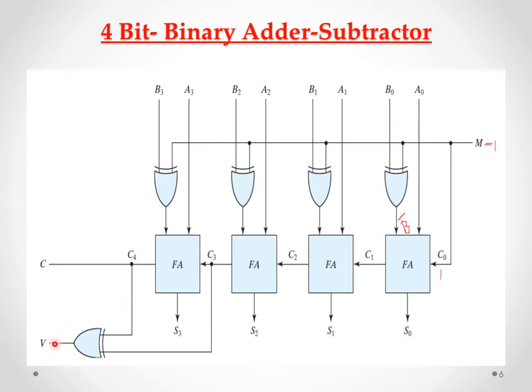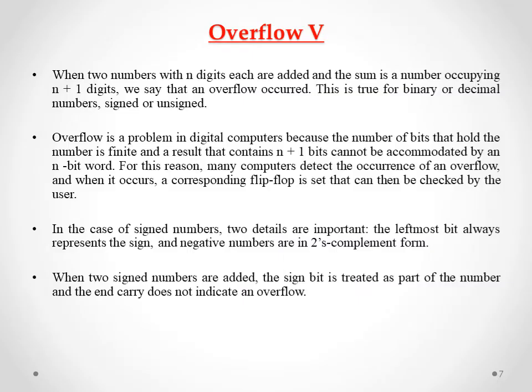And this circuit is to detect the overflow condition. This is a 4-bit binary adder, so the output should be within 4 bits. If it exceeds 4 bits, the overflow detector will indicate with a high value. When two numbers with n digits are added, the sum may occupy n plus 1 digits. In these conditions, we say overflow occurred. This is true for binary or decimal numbers in signed or unsigned form.